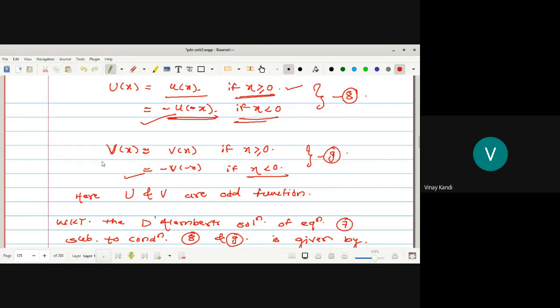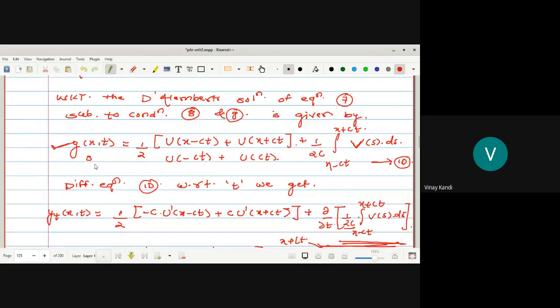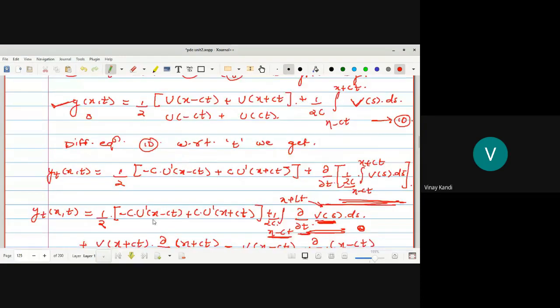So your semi-infinite string became an infinite string. For the infinite string we have the solution u of x t by the previous case. Then we checked whether equation number 10 satisfies all the conditions. Equation number 10 satisfies all four conditions, initial condition and boundary condition. That's why this y of x t is the solution of the semi-infinite string.